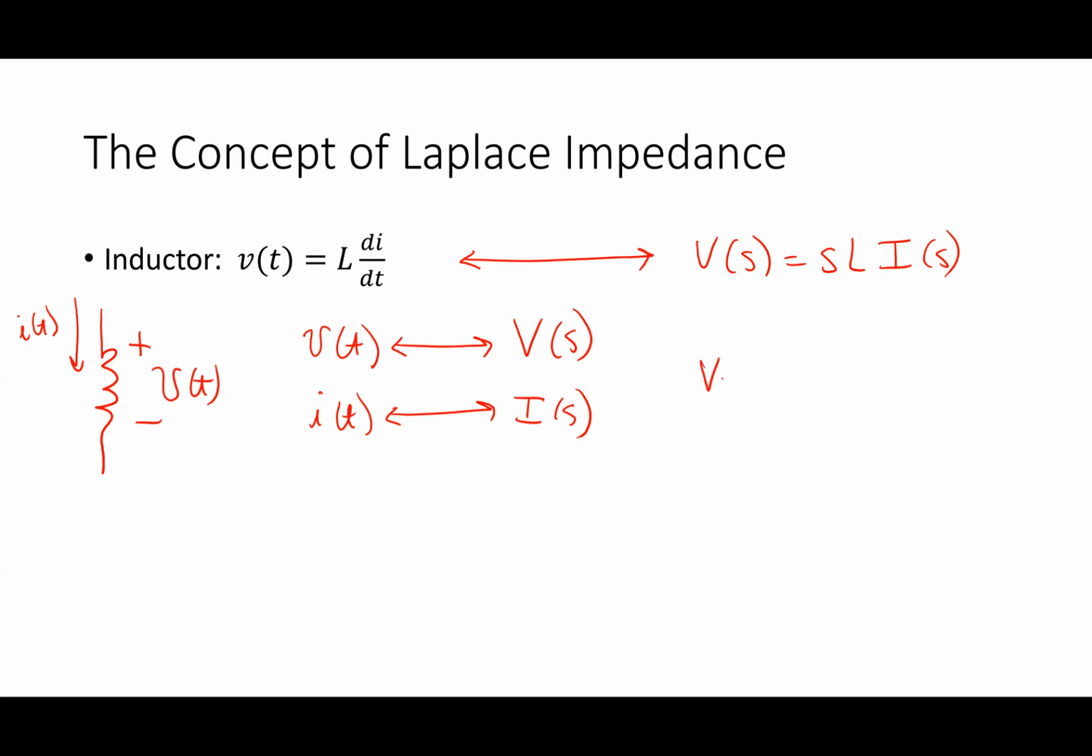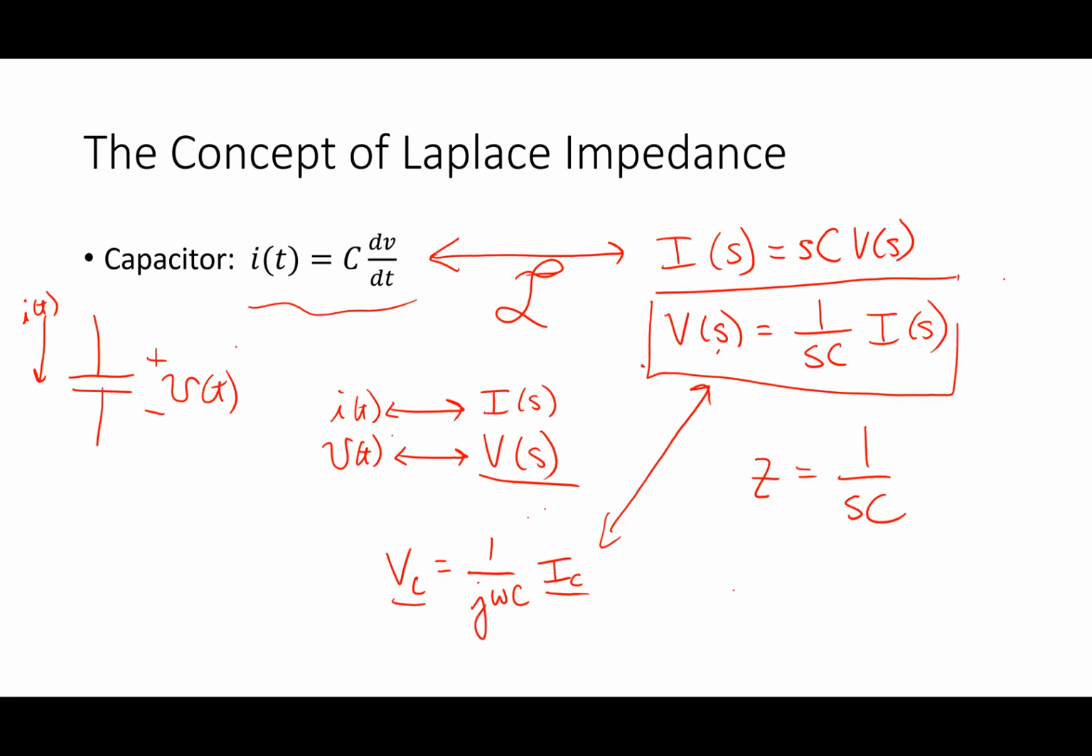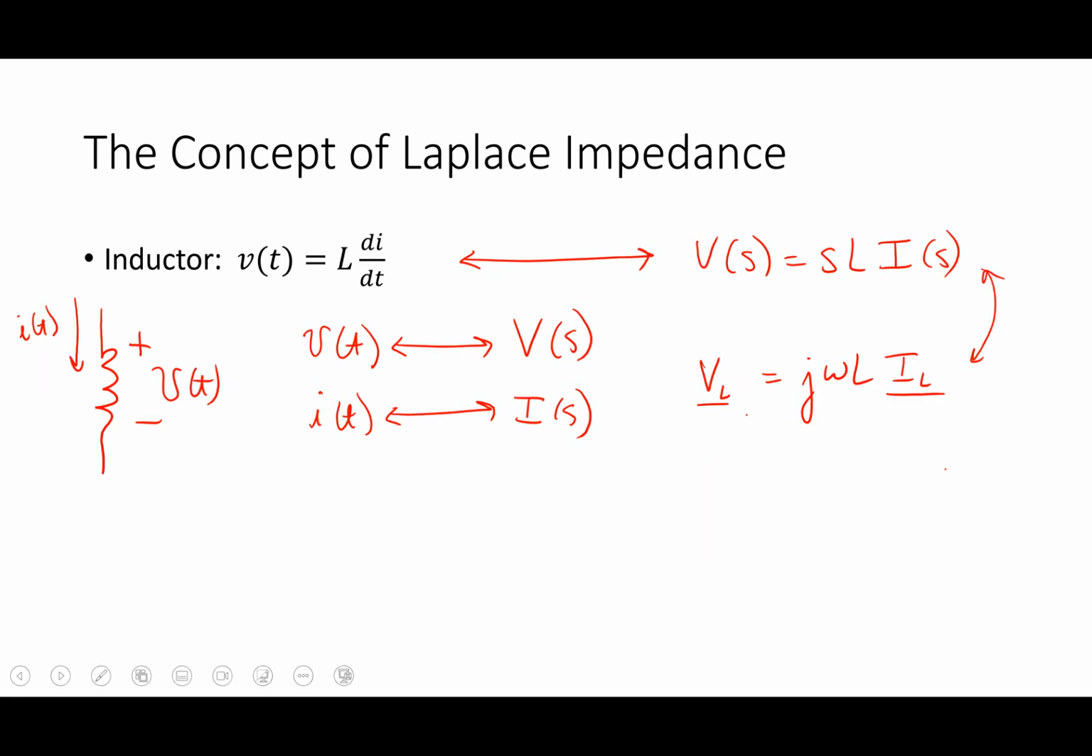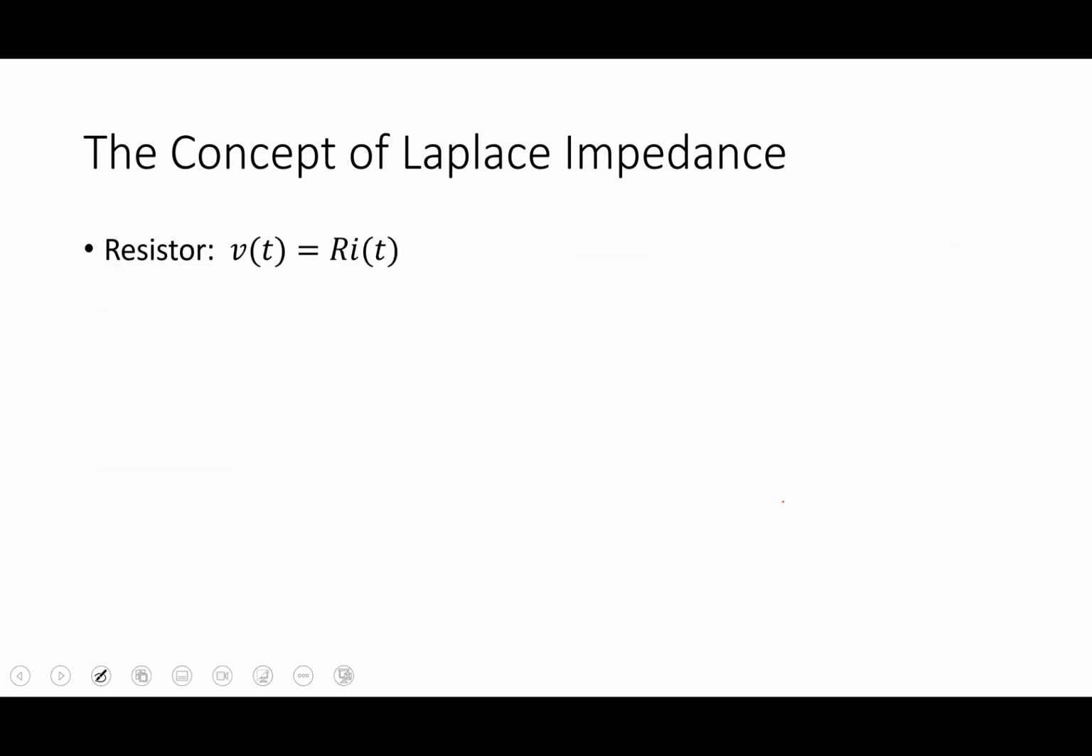There are some explicit reasons why I'm doing this, but this is very similar to what we said. If I had sine waves, I would have had the phasor VL equal to J omega L times the phasor IL. So these look very similar, and this leads us to what I'm calling a Laplace impedance. For the capacitor, it was 1 over SC. For the inductor, it's SL. And for a resistor, I get V of S equal to R times I of S, so it has an impedance that's just R again.